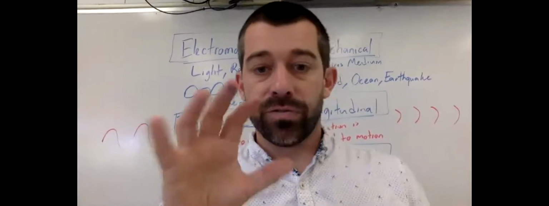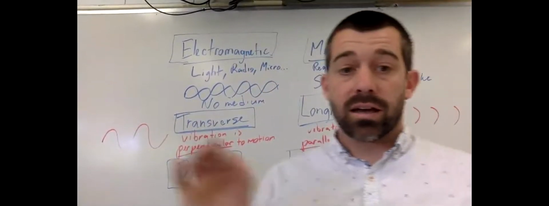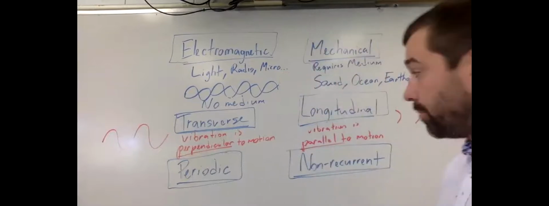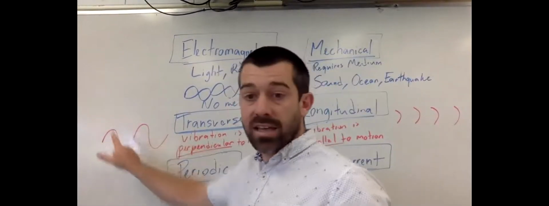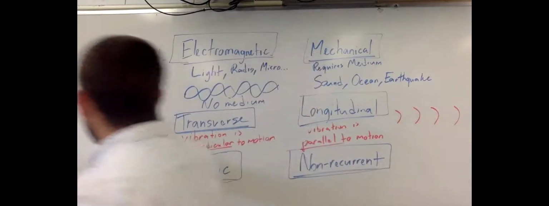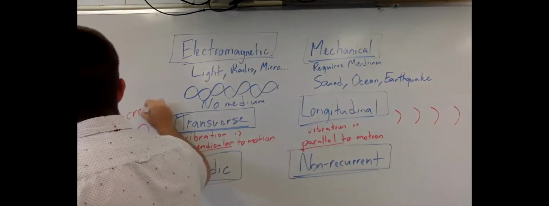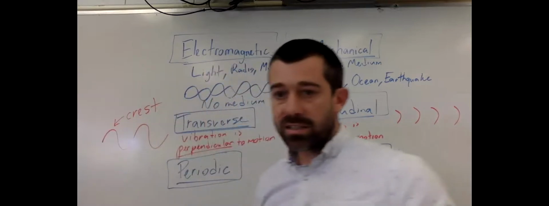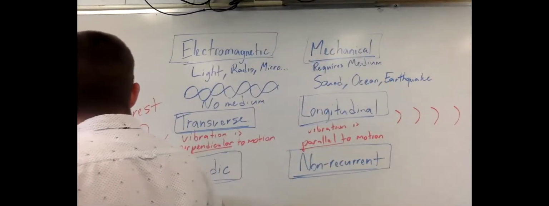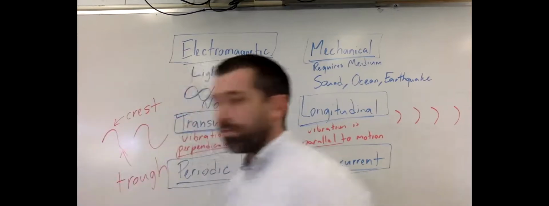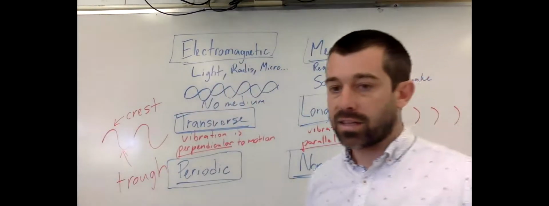A couple other vocab things that people get stuck on before we come back to these. In a transverse wave, we have these peaks and we have these valleys. We often call these a crest in physics, so you'll see that word a lot, and we call this a trough, okay? You'll see that in physics a lot as well.